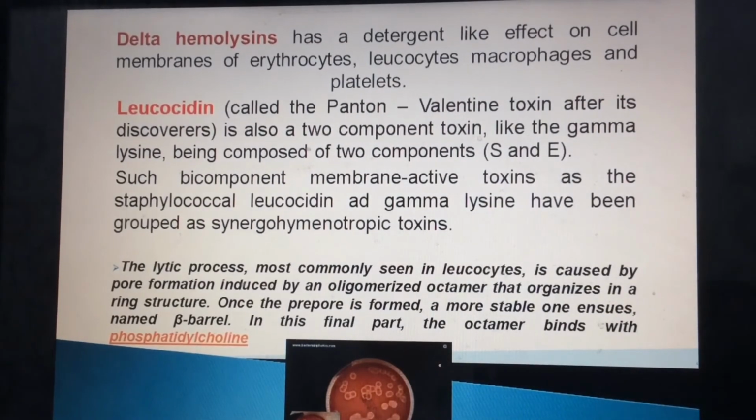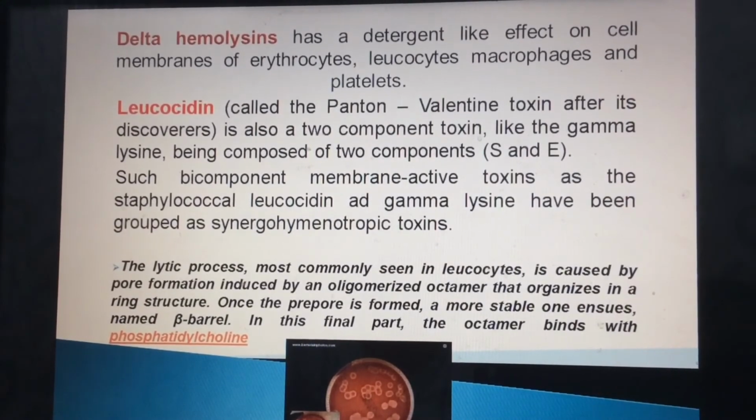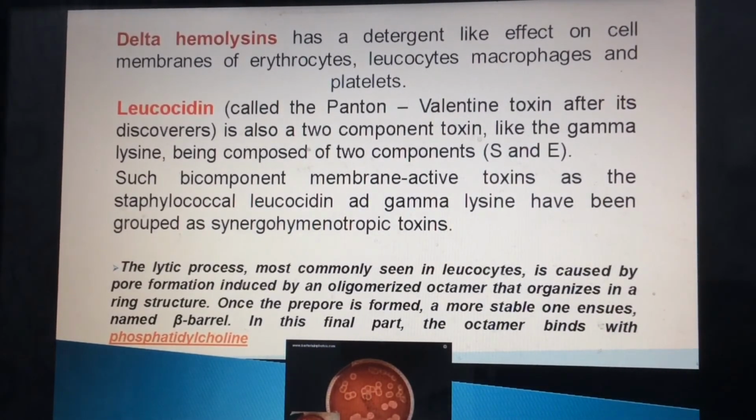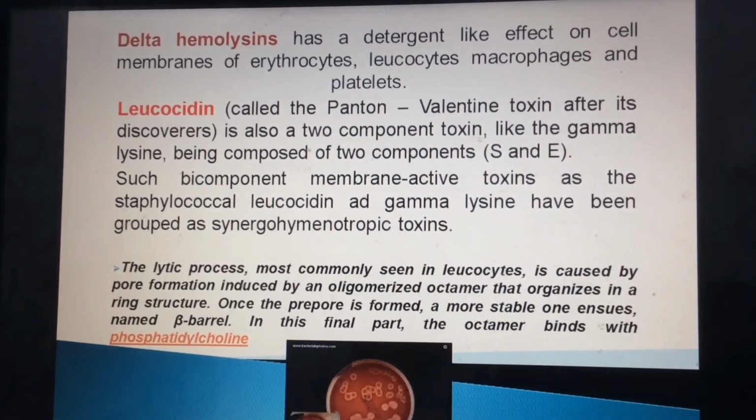Now we come to delta hemolysin, which has detergent-like activity, and the membranes are just like with detergents. They can kill all these things, denature all the molecules. Erythrocytes, leukocytes, macrophages, all the cells can be affected, just like with detergents. They can denature the protein molecules, just like other detergent activities. You can study in organic chemistry how the detergent activities happen. You can search on Google and find out.